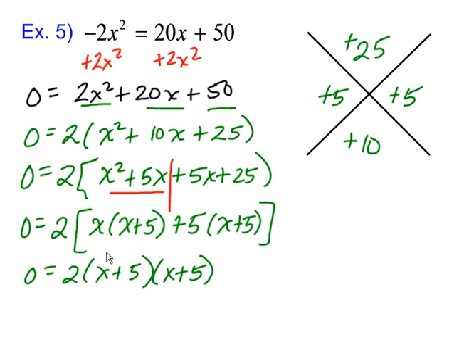Well, when we take a look at factoring, we don't have to factor the 2 because 0 doesn't equal 2, so that's not going to help us. The only one we have to worry about is this one. So x plus 5 equals 0. We subtract 5 from both sides and find out x equals negative 5.